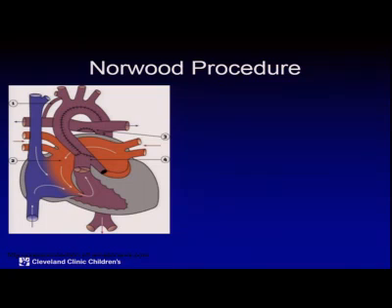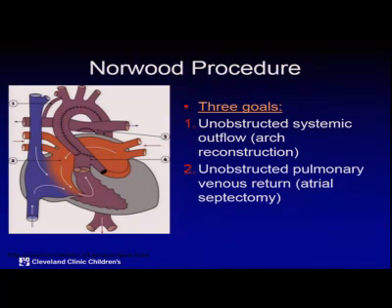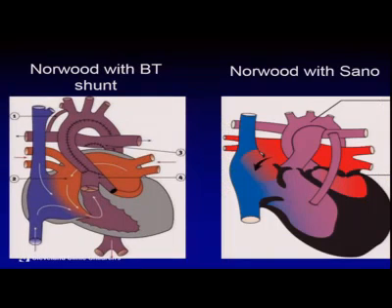And finally, you do the Norwood operation, which is a reconstruction of the aorta. We have three goals: to have unobstructed systemic outflow by arch reconstruction. You have to have unobstructed pulmonary venous return. All the pulmonary veins cannot go to the left heart, so you have to have a big old ASD. And finally, you have to give them adequate pulmonary blood flow through a BT shunt.